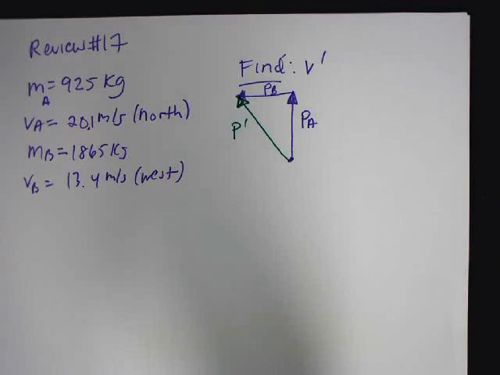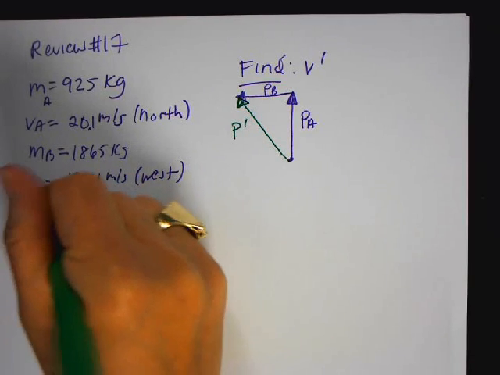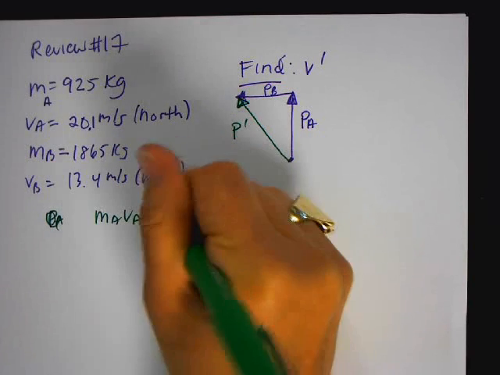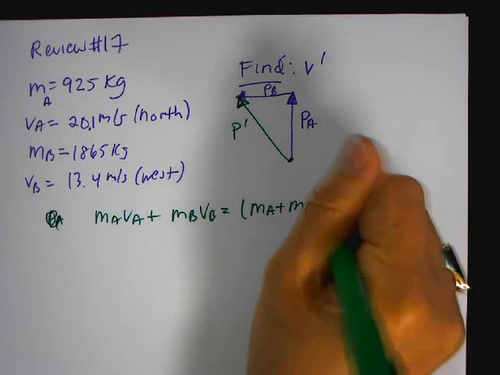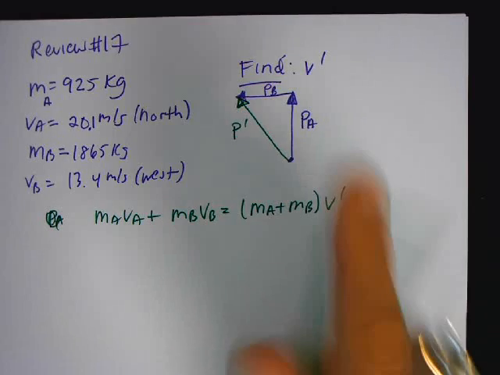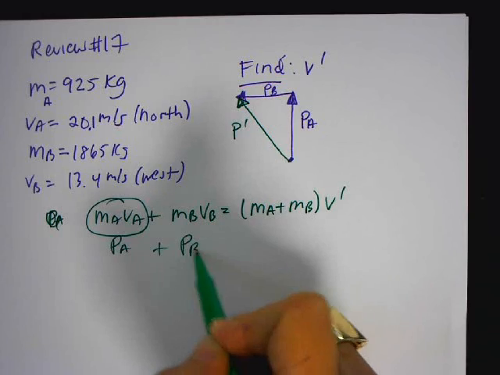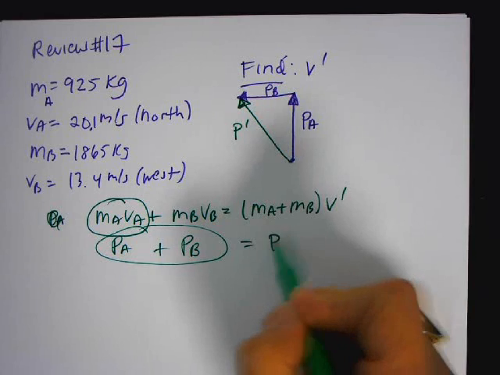Now remember, because they stick together, they have a combined mass. Okay? So the total momentum before, remember we did MAVA plus MBVB is equal to MA plus MB times V prime. So that's what we're doing. But we're not doing it algebraically because they're not in a line. So now we have to do it vectorially. So this vector, PA, plus this vector, PB, added head to tail because they go in different directions, has to be equal to P prime.